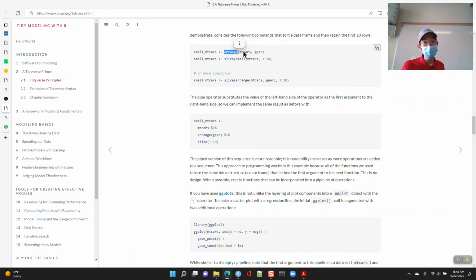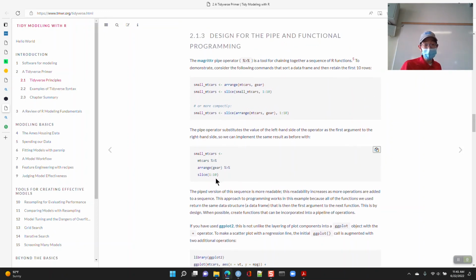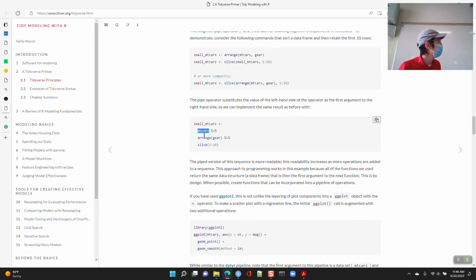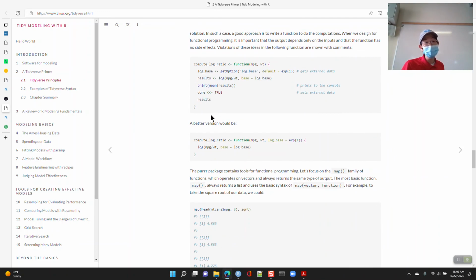When I see arrange mtcars gear, what does that do? That's going to take the data frame mtcars and arrange it, basically sorting the rows based on the variable gear. And here it says slice, so we're going to take the first 10 rows. And here it says pipe it, so we're going to take mtcars, arrange by gear, and then slice the first 10 rows, and stuff like that. So take the time to read each of these things.